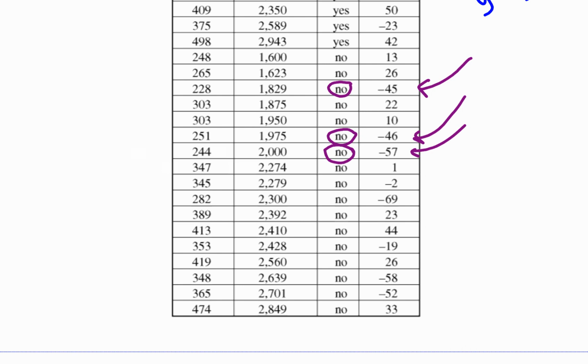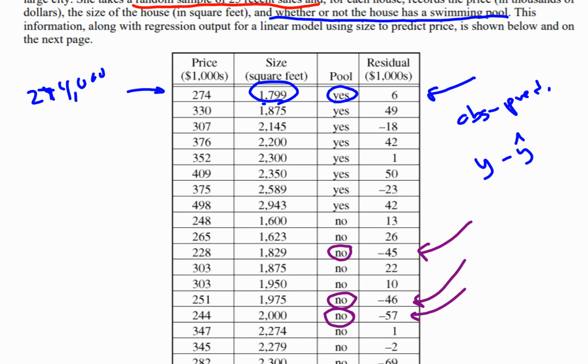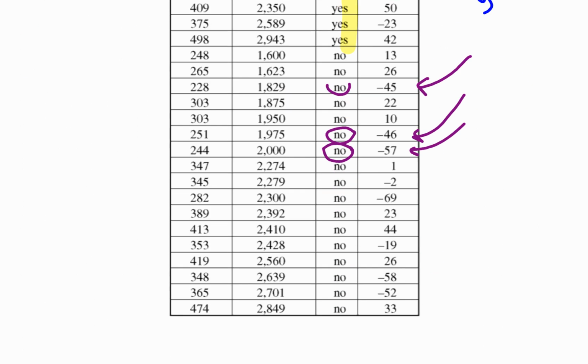Our table's organized in a nice way too, because if you look at it, you'll notice, let me get my highlighter for you. You'll notice that this first batch of houses that I've highlighted have a swimming pool, and then the remainder of them, the ones on the bottom, do not. All right, let's see what other information they give us.